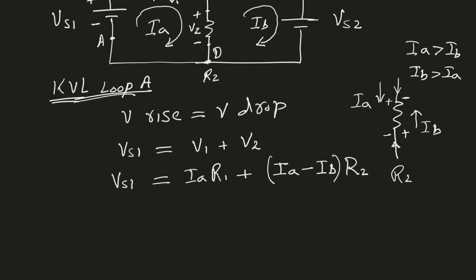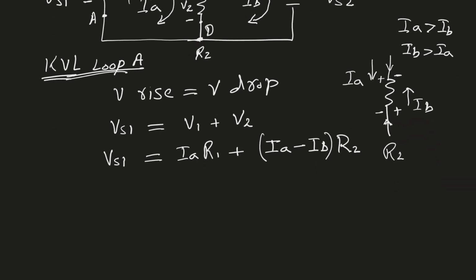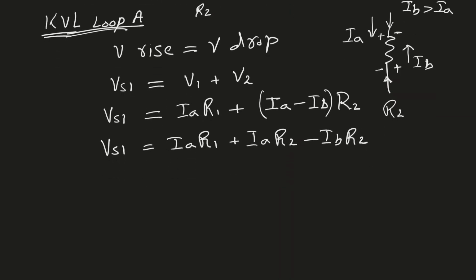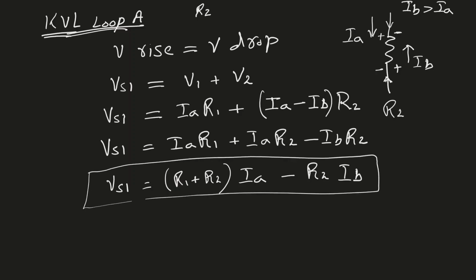So let's see. We have this equation now, and we want to simplify it a little bit. So we have Vs1 equals IA times R1 plus IA times R2 minus IB times R2. And one more step would be Vs1 equals (R1 plus R2) multiplied by IA minus R2 times IB. Now this is the standard form in which we want to write our equations.